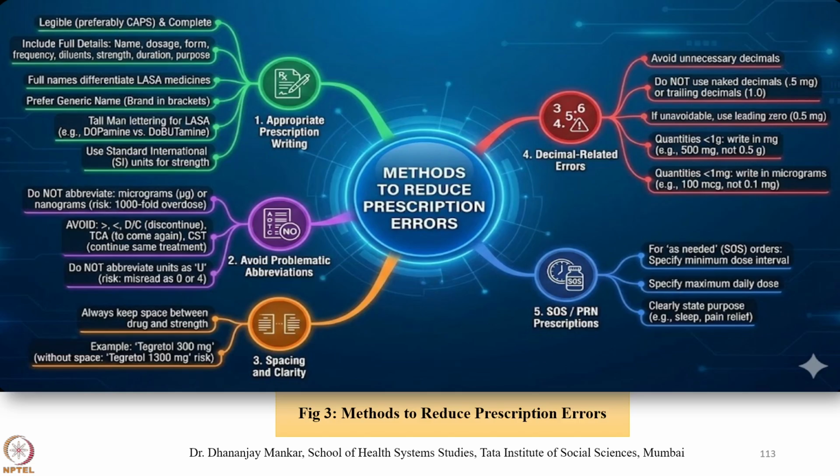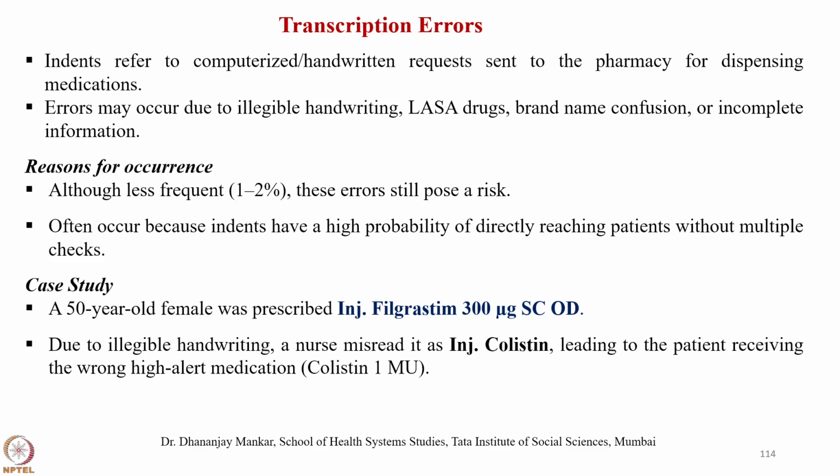Then comes PRN prescription. For an as-needed or SOS order, you need to specify the minimum dose interval, specify the maximum dose interval, and clearly state the purpose. If you have to give some additional information, such as for sleep, pain relief or any other purpose, you need to make sure that your prescription is error free. It should be a complete prescription and should take appropriate action to reduce all these errors listed here, to make it a more proper and clear prescription.